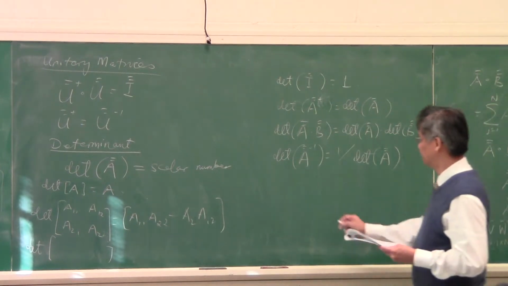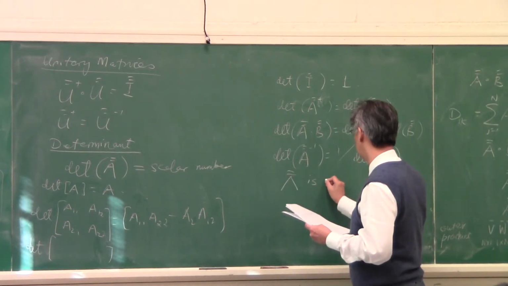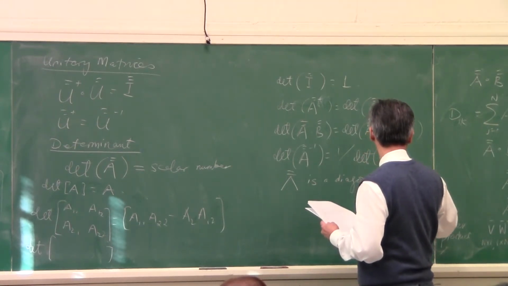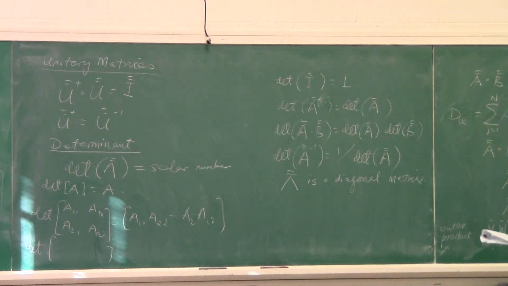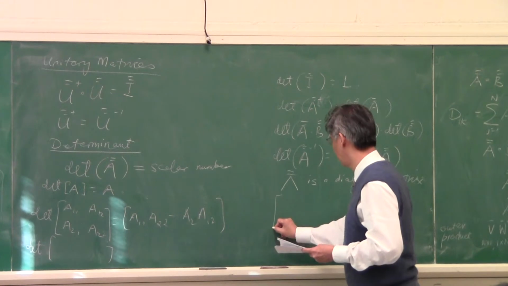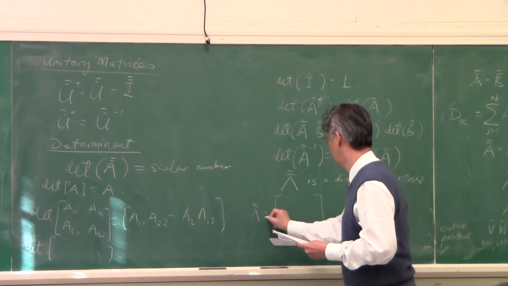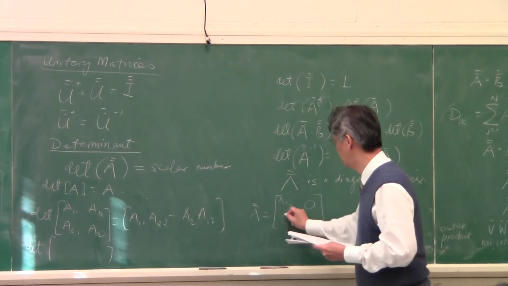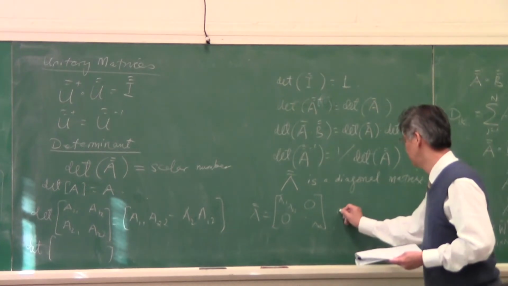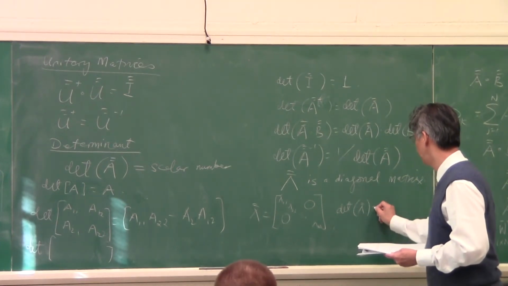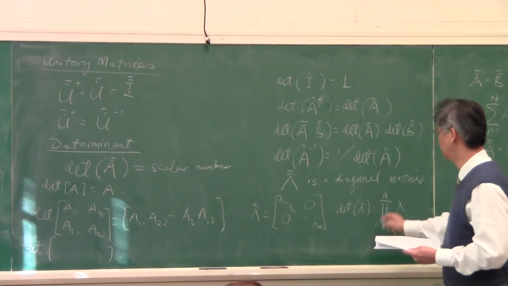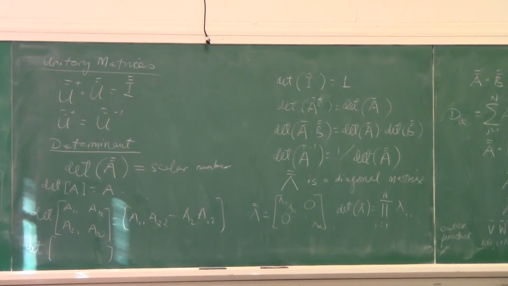And if lambda is a diagonal matrix, then lambda is a matrix that looks something like this: lambda 1,1, lambda 2,2, lambda n,n, and then 0 on the off diagonal. If you take the determinant of this matrix, it's just a product of the values on the diagonal. Just take those values and multiply them together. That gives you the determinant of this matrix.